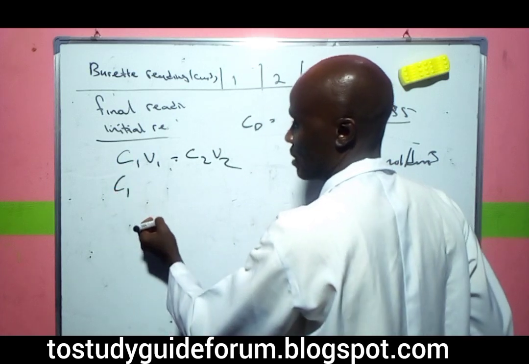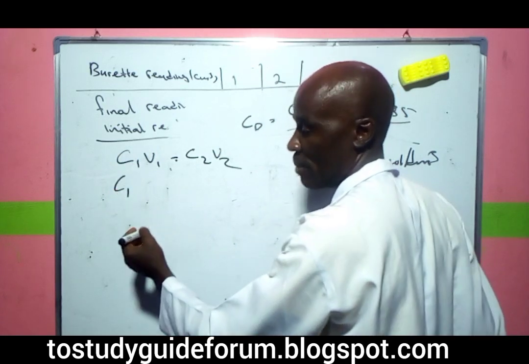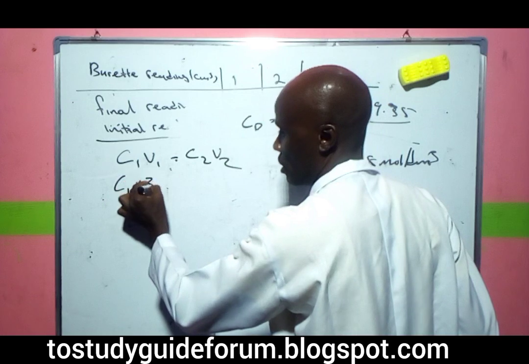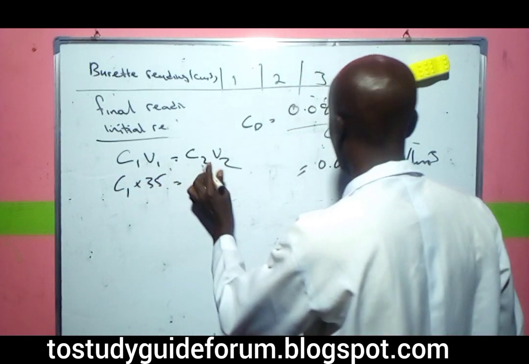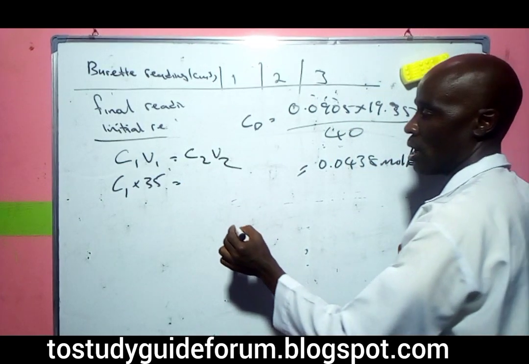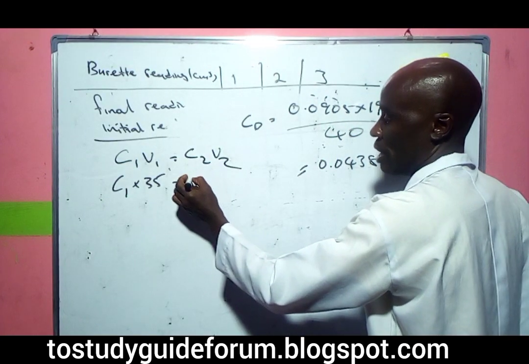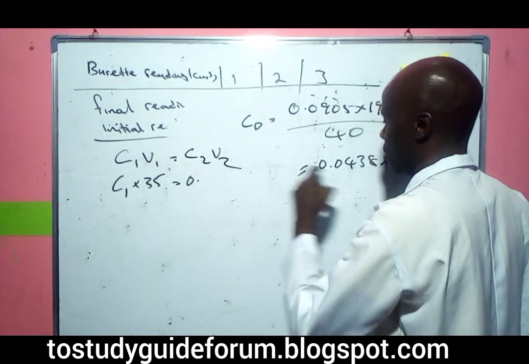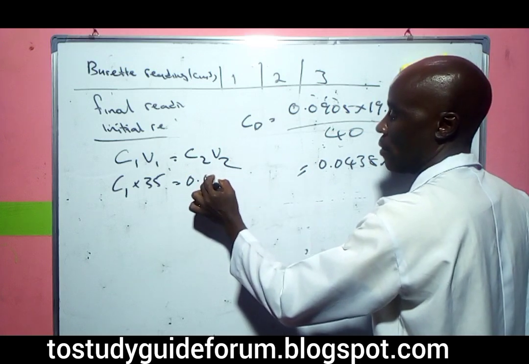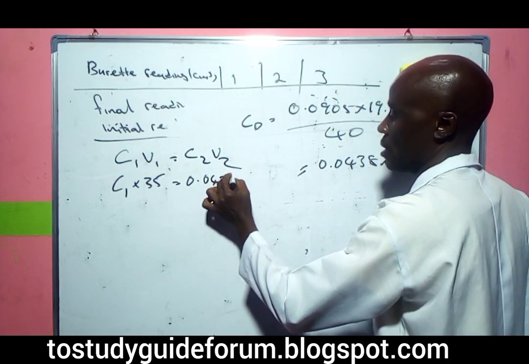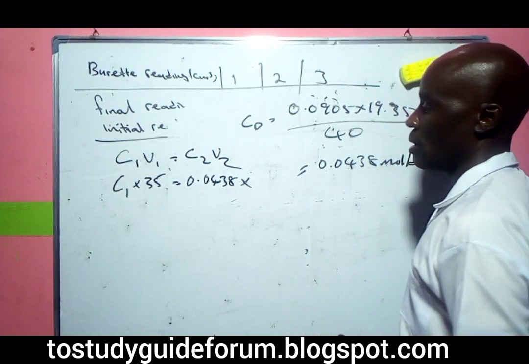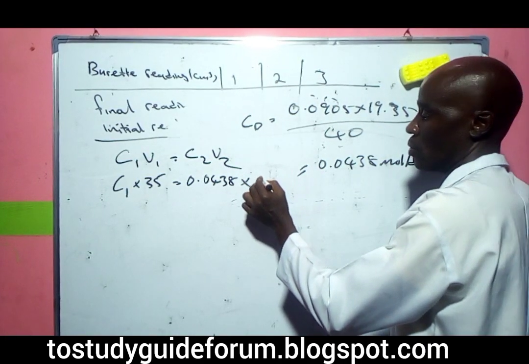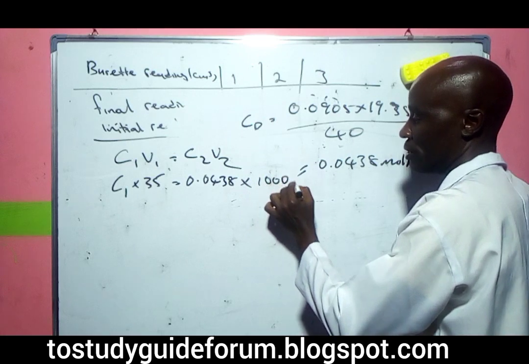Concentration of that 35 cm cube, we don't know, but we know there is a 35 cm cube in volume. Concentration of this in dm cube of the solution is 0.0438, and the volume of the solution is 1000 cm cube.